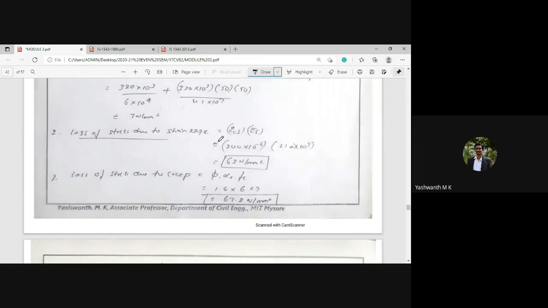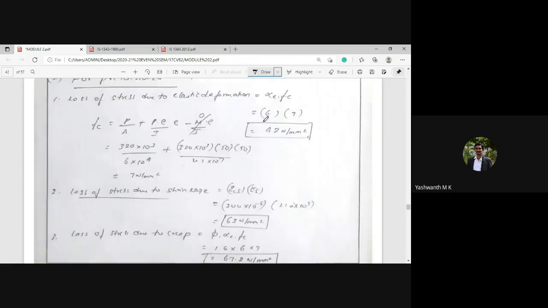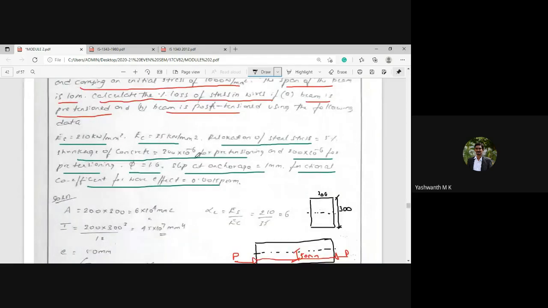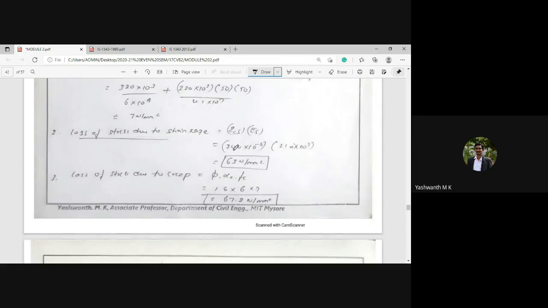Next, loss of stress due to shrinkage. The loss of stress due to shrinkage is equal to epsilon CS multiplied by ES. You can see here the shrinkage of concrete, that is epsilon CS, equal to 300 into 10 to the power of minus 6 for pre-tensioning. So substitute that: 300 into 10 to the power of minus 6 multiplied by 210 into 10 to the power of 3, which has already been given. Hence the answer will be 63 Newton per millimeter square. So please be careful while substituting.